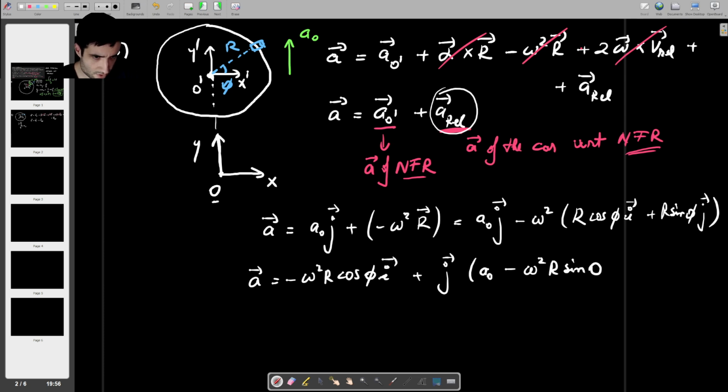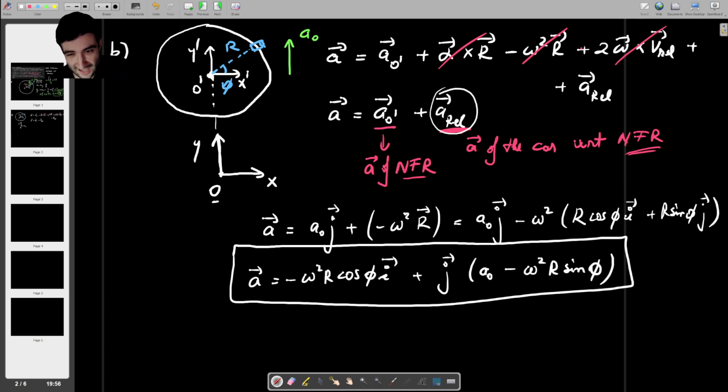So what we got here is an expression for the acceleration of the car at any point along its trajectory, and the fact that it's at any point is quantified by this angle phi right here, which we're going to deal with in a bit.